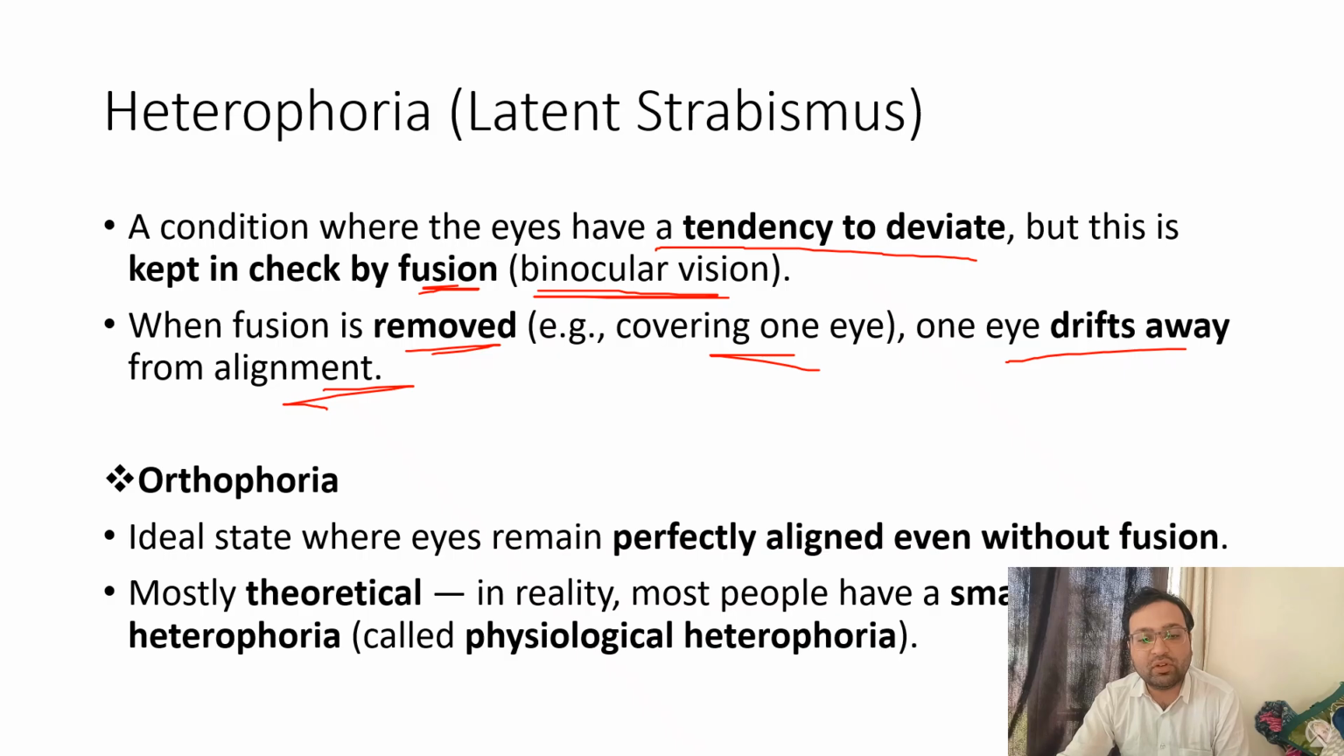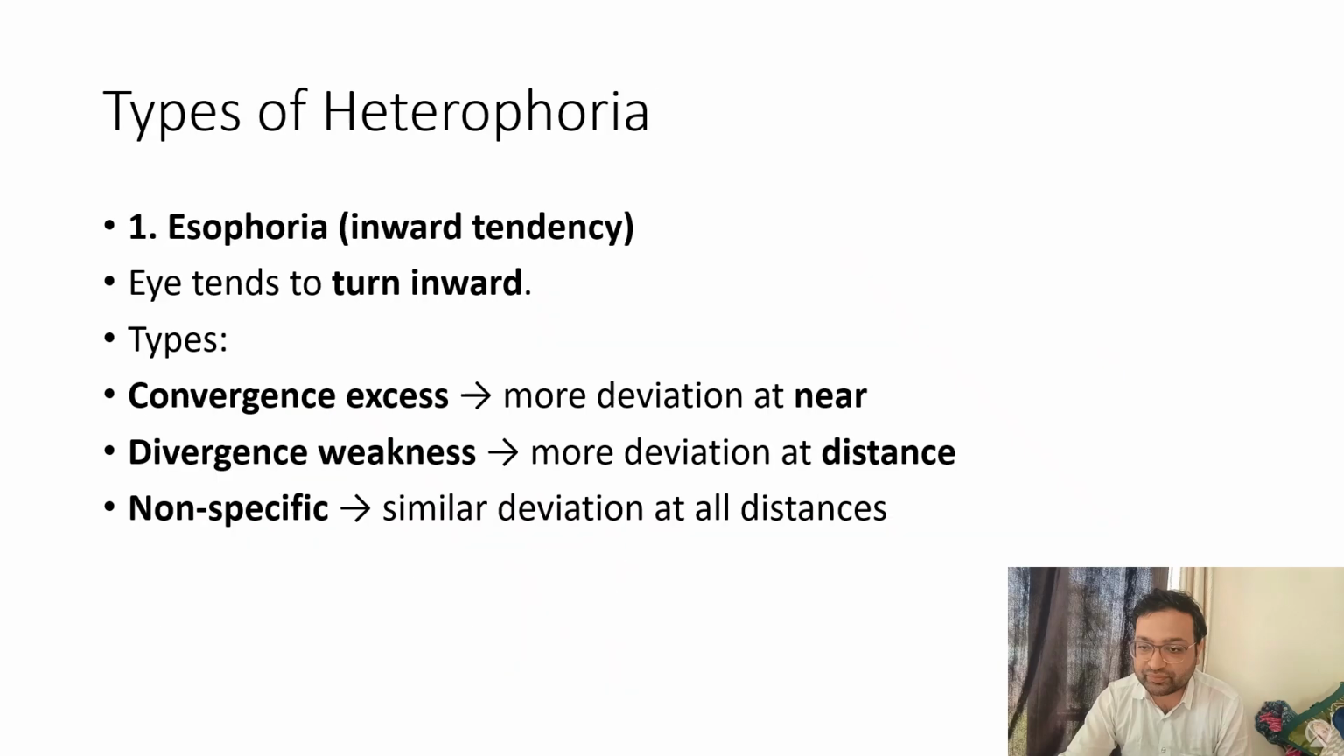Now coming on to the orthophoria. What is orthophoria? It is the ideal state where eyes remain perfectly aligned even without fusion. This is orthophoria. So it is mostly theoretical. Most people have a small amount of heterophoria, which is known as a physiological heterophoria.